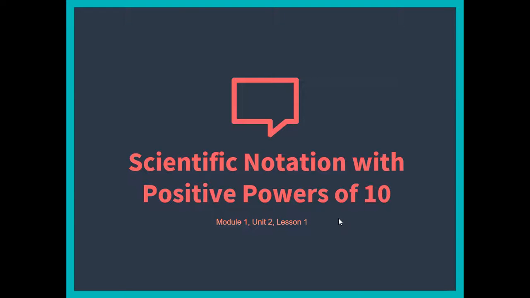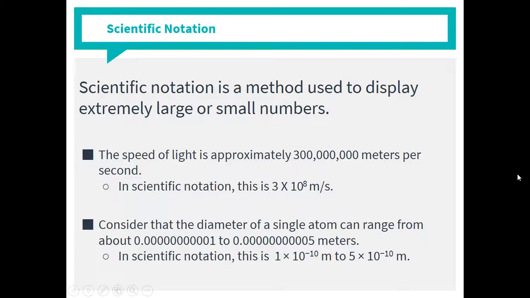All right, welcome to our lesson on scientific notation with positive powers of 10. It's the first of two lessons in Unit 2. We're going to talk about scientific notation. Scientific notation is a fancy way to take really large numbers and make them smaller. You're going to see scientific notation in your science class, so this is a lesson that's both usable here and there.